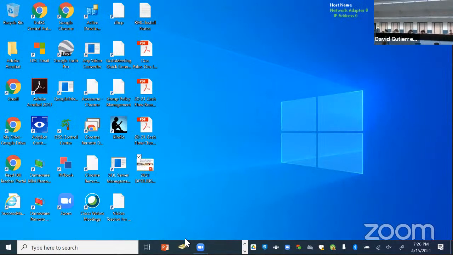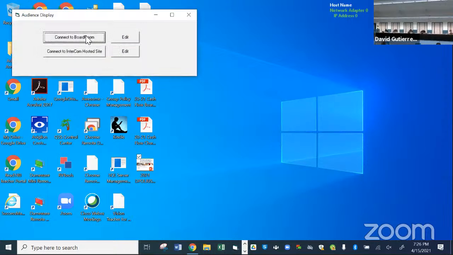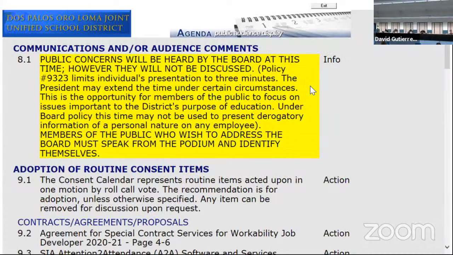8.1, communications and/or audience comments. Public concerns will be heard by the board at this time. However, they will not be discussed. Policy number 9323 limits individuals' presentations to 3 minutes. The president may extend the time under certain circumstances. This is the opportunity for members of the public to focus on issues important to the district's purpose of education. Under board policy, this time may not be used to present derogatory information of a personal nature on any employee. Members of the public who wish to address the board must speak from the podium and identify themselves. Is there anyone here to speak? Public comment.